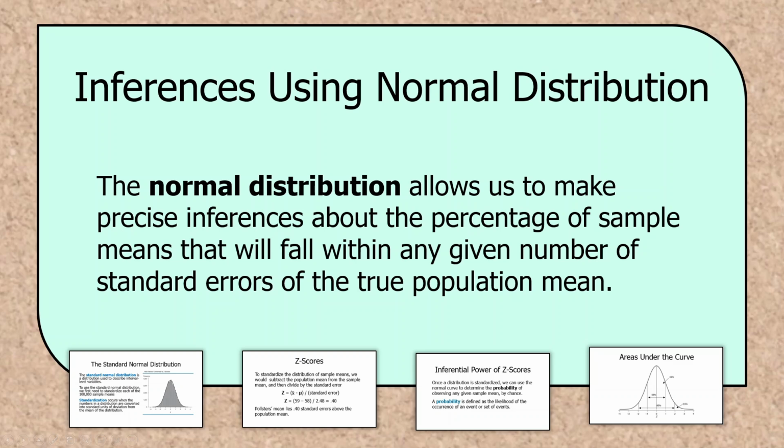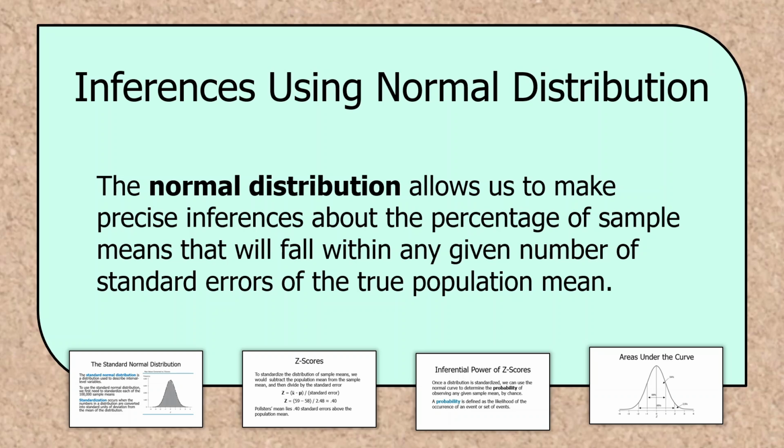What is the normal distribution? The normal distribution allows us to make precise inferences about the percentage of sample means that will fall within any given number of standard errors of the true population mean. But to get there, we have to convert units of measure, in this case means on a democratic feeling thermometer, say 58 and 59 and so on and so forth.